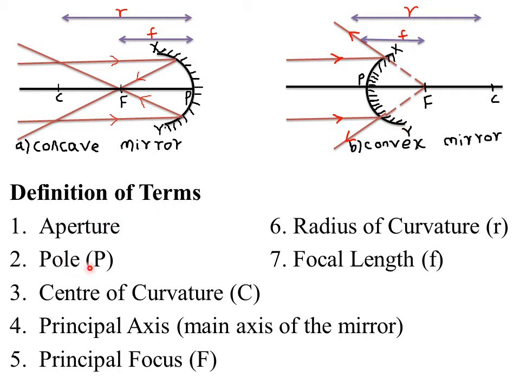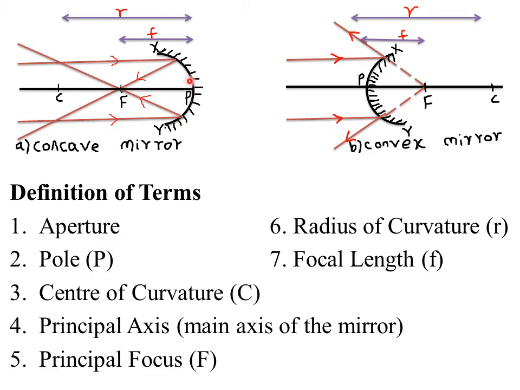Then two, we define what we mean by a pole. When you hear the word pole in physics, it is usually denoted by capital P. A pole is simply the geometric center of the mirror.